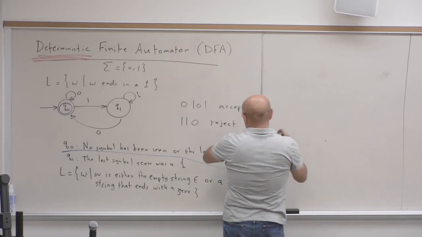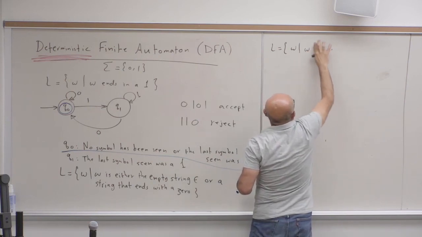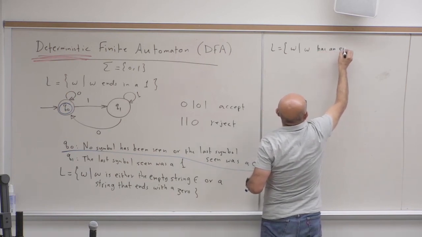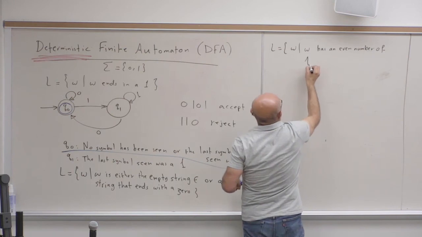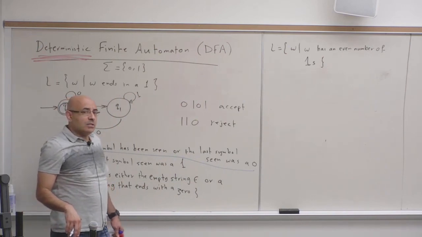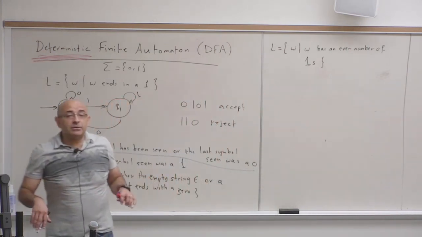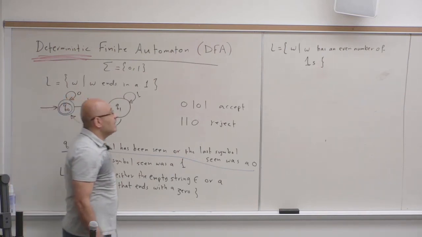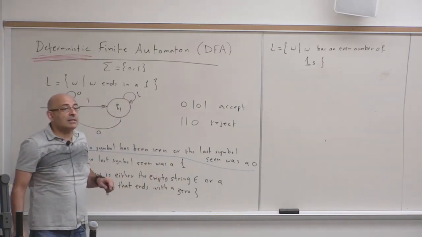What about this language? L is W such that W has an even number of ones. Now in this case, we would like to do a DFA for this language. How many states do you think we will need before we start drawing anything? How many states will we need to determine if a string has an even number of ones or an odd number of ones? How many states?